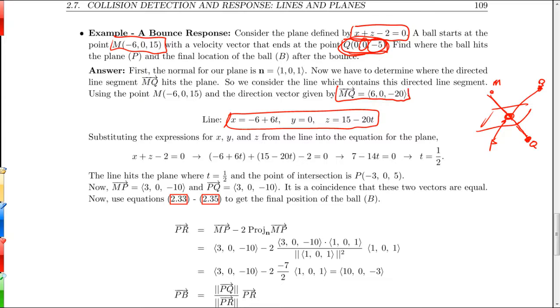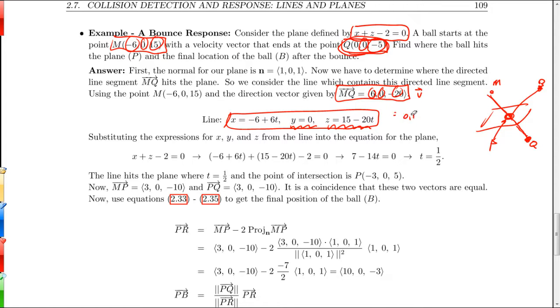Alright, so I have M and a direction vector, which I used to call V. So it's going to be negative 6 plus 6t, then 0 plus 0t, and then 15 minus 20t. Right? So that gives me my line that's going to go from M to Q. Technically, that happens when t goes from 0 to 1. Right? So I want to know when it hits. Specifically, I want to know where it hits, but when it hits is what I'm going to solve for.